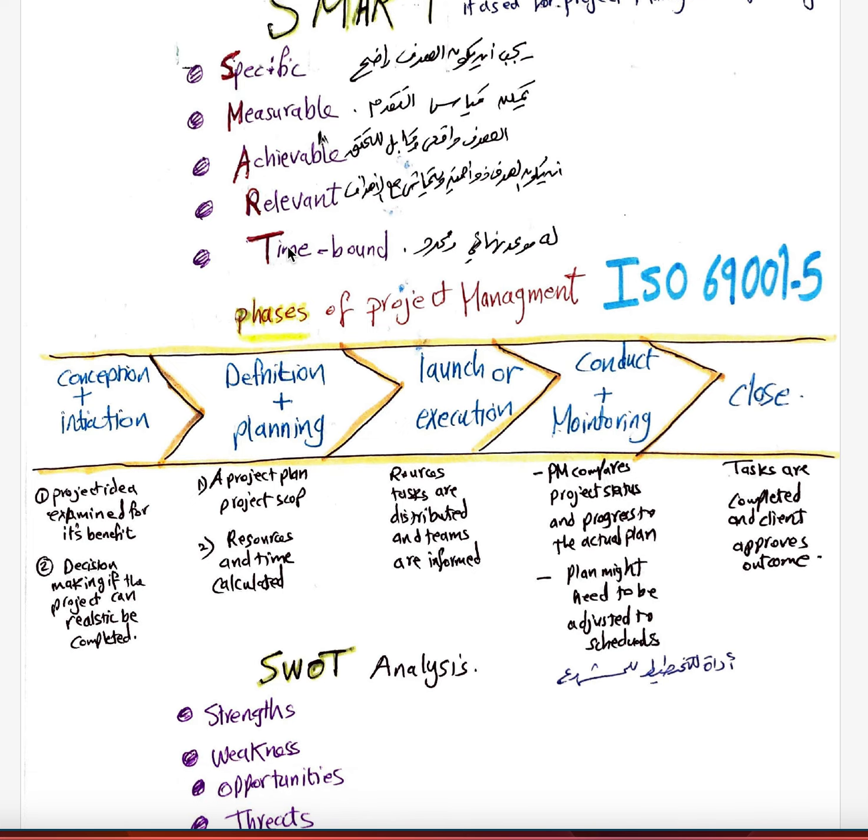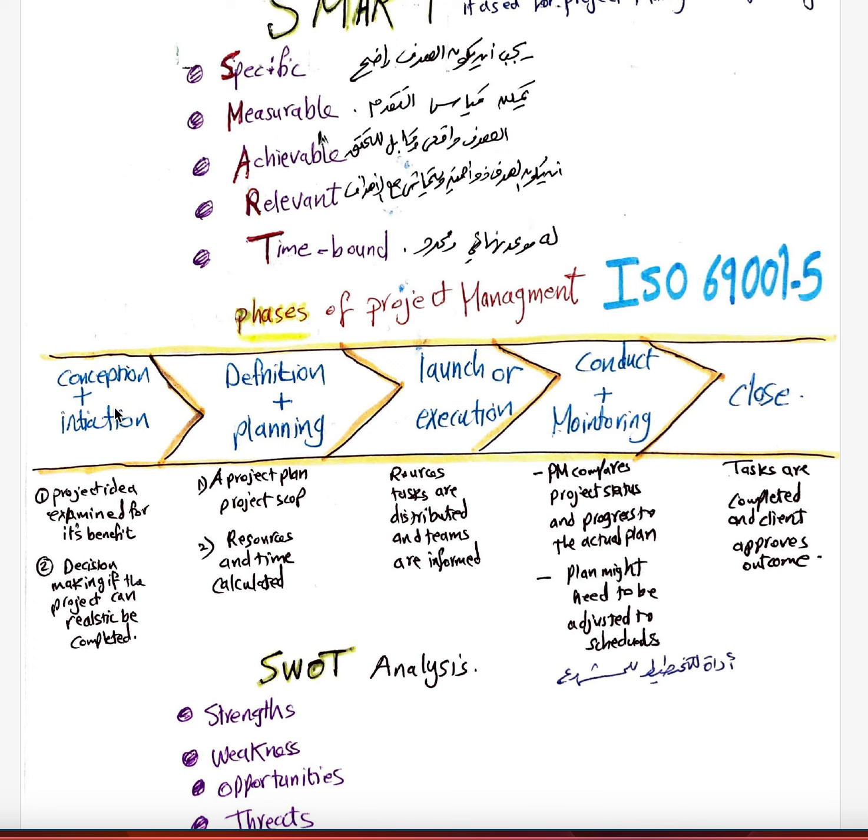And then we talk about the phases of project management, which is related to ISO 69015. What are the phases? The first one is conception and initiation. We initiate this project, we start this project. So we have the conception, the idea, and the initiation. And then we go to the definition and the planning. We have the idea of what the project is about, then we should have the definition, and we also have the planning.